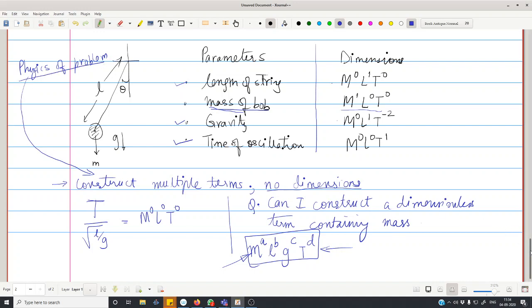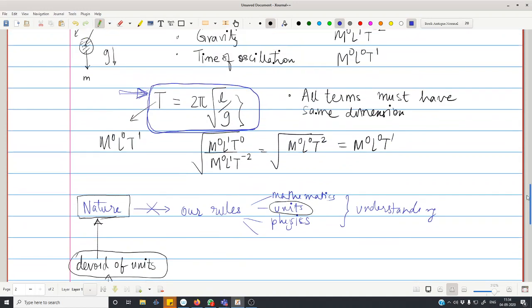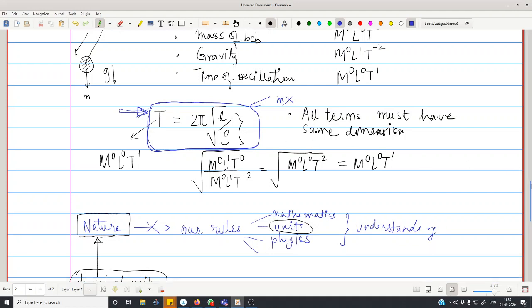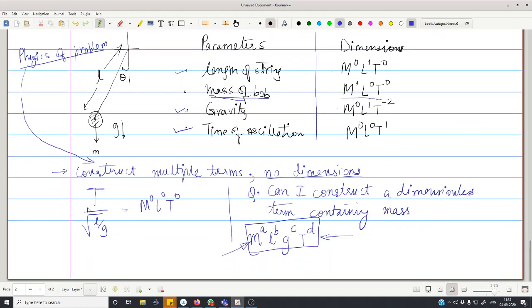And this is exactly what you see, because the time of oscillation nowhere has the expression for mass. So the only term we could construct is T upon square root of L upon G, right? And that is why if we have only one term, that one term should be equal to a constant. Now this much you can understand from pure dimensions, and what the value of the constant will be you have to determine through experiments or some analysis. Okay, is it clear?